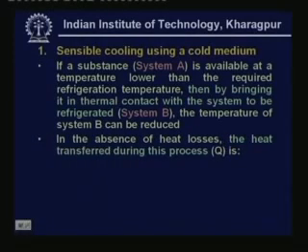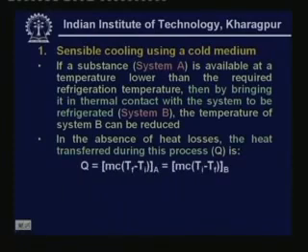In the absence of heat losses, the heat transfer during this process, let us say that over a time period, if Q is the heat transferred during this process, then Q can be written as Q = MC (Tf - Ti) of A, that is equal to MC (Ti - Tf) of B. Here A is a system that is providing refrigeration. That means in this example, A is the cold water and B is the building, whose temperature is getting reduced. So the heat transferred from the building in the absence of any losses will be exactly equal to the heat transferred to the cold water.